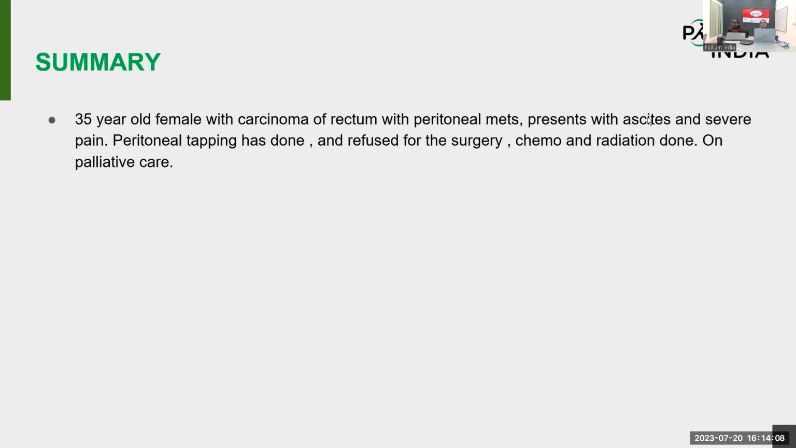Could we start morphine infusion? Okay, this patient is at home only. No infusion syringe pump, no syringe driver is available. So only oral morphine is the possibility there.